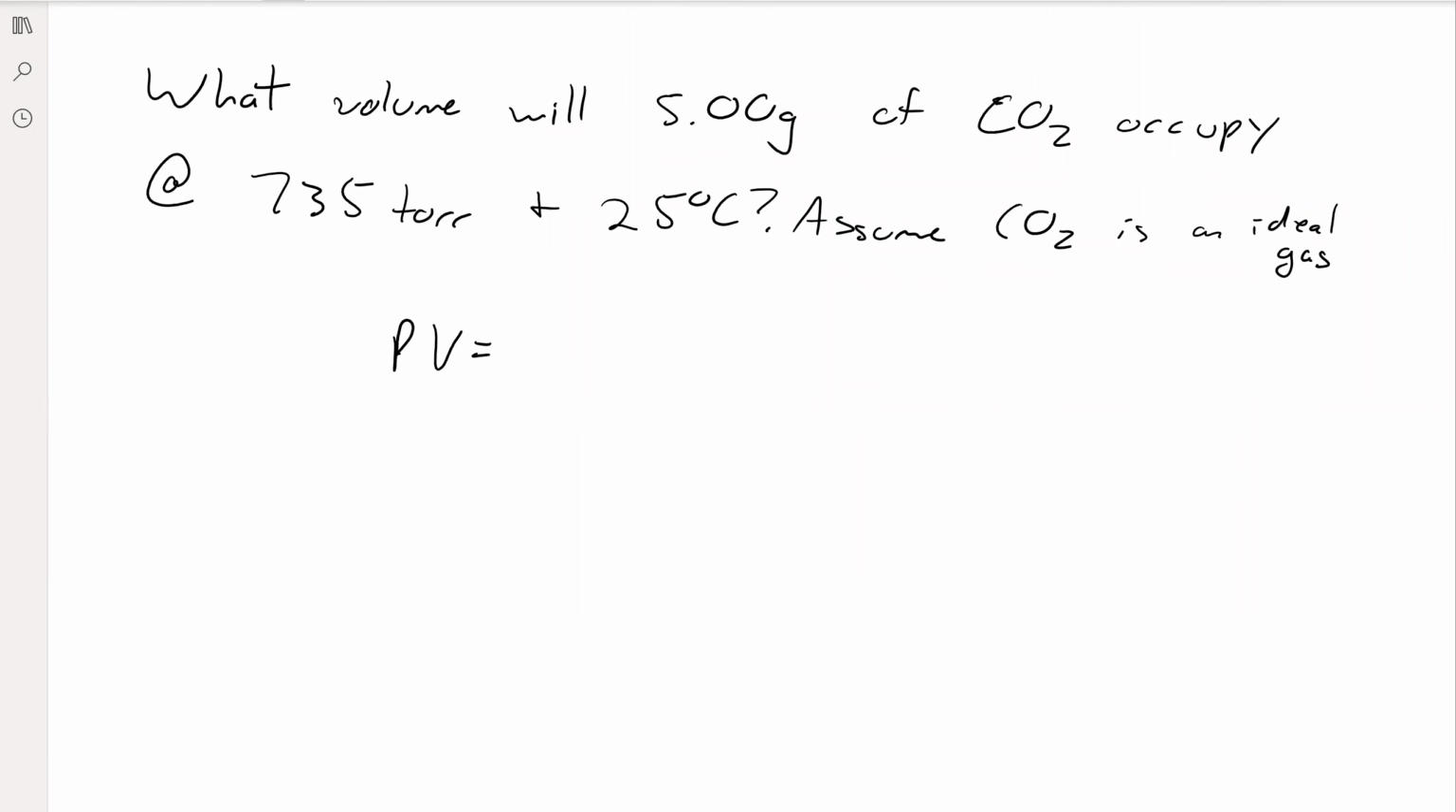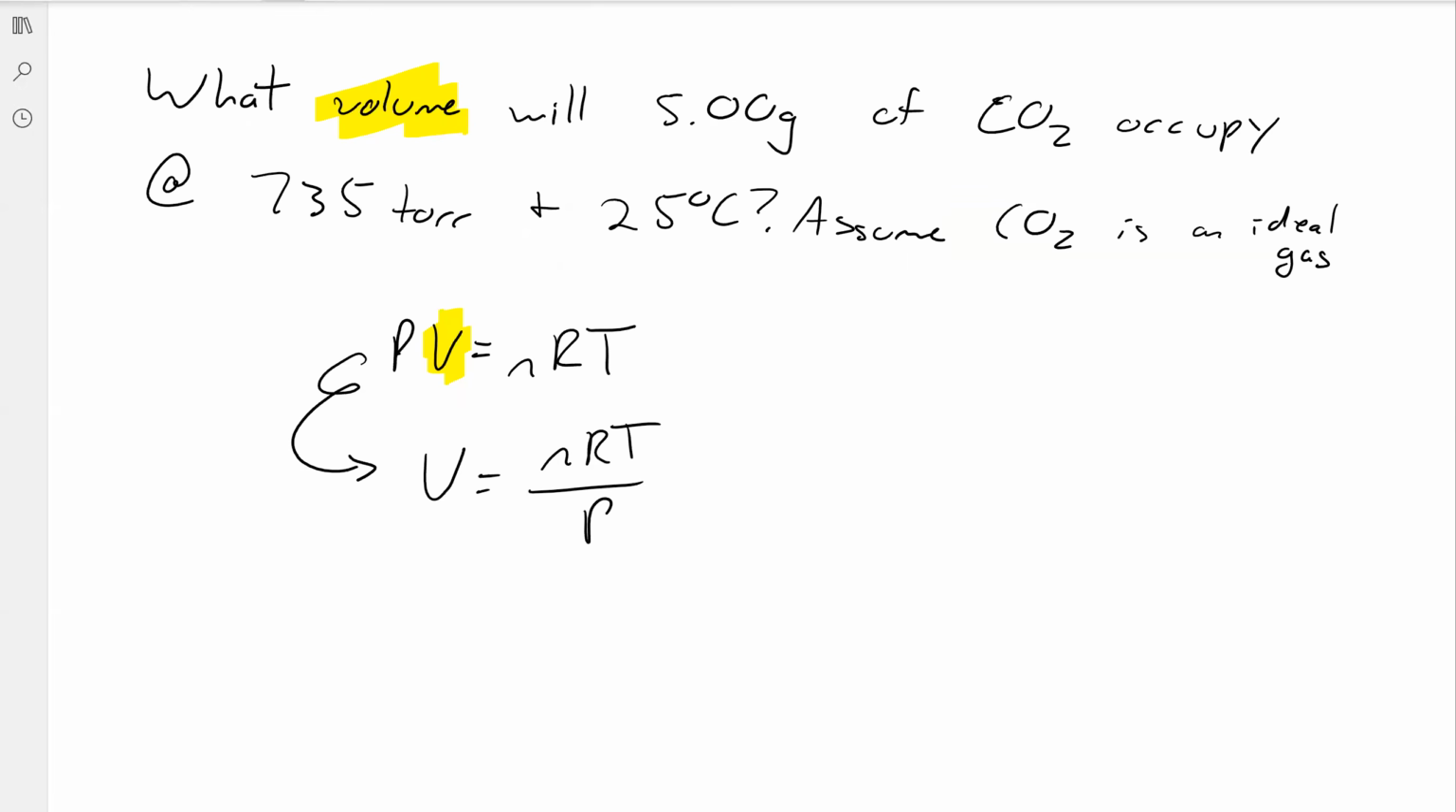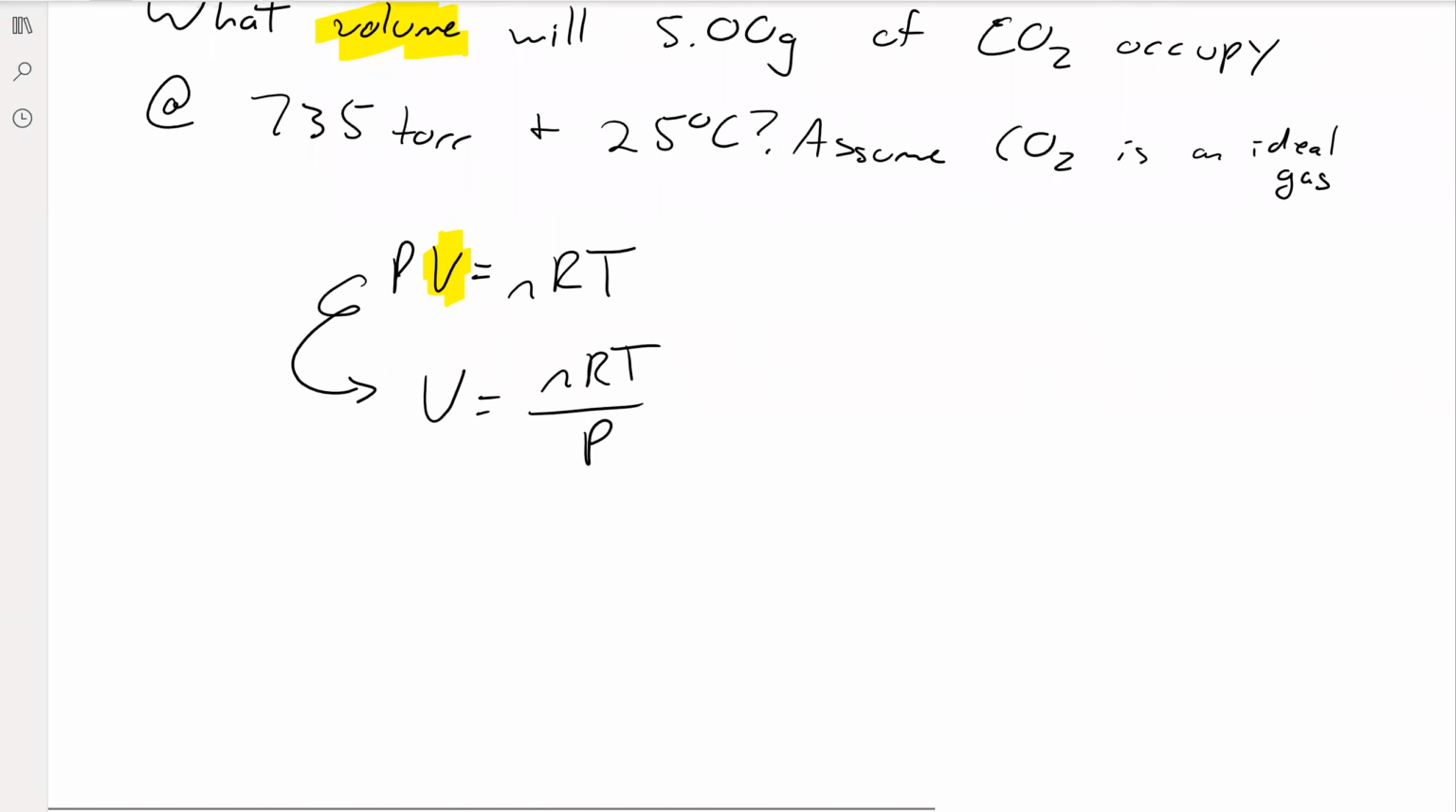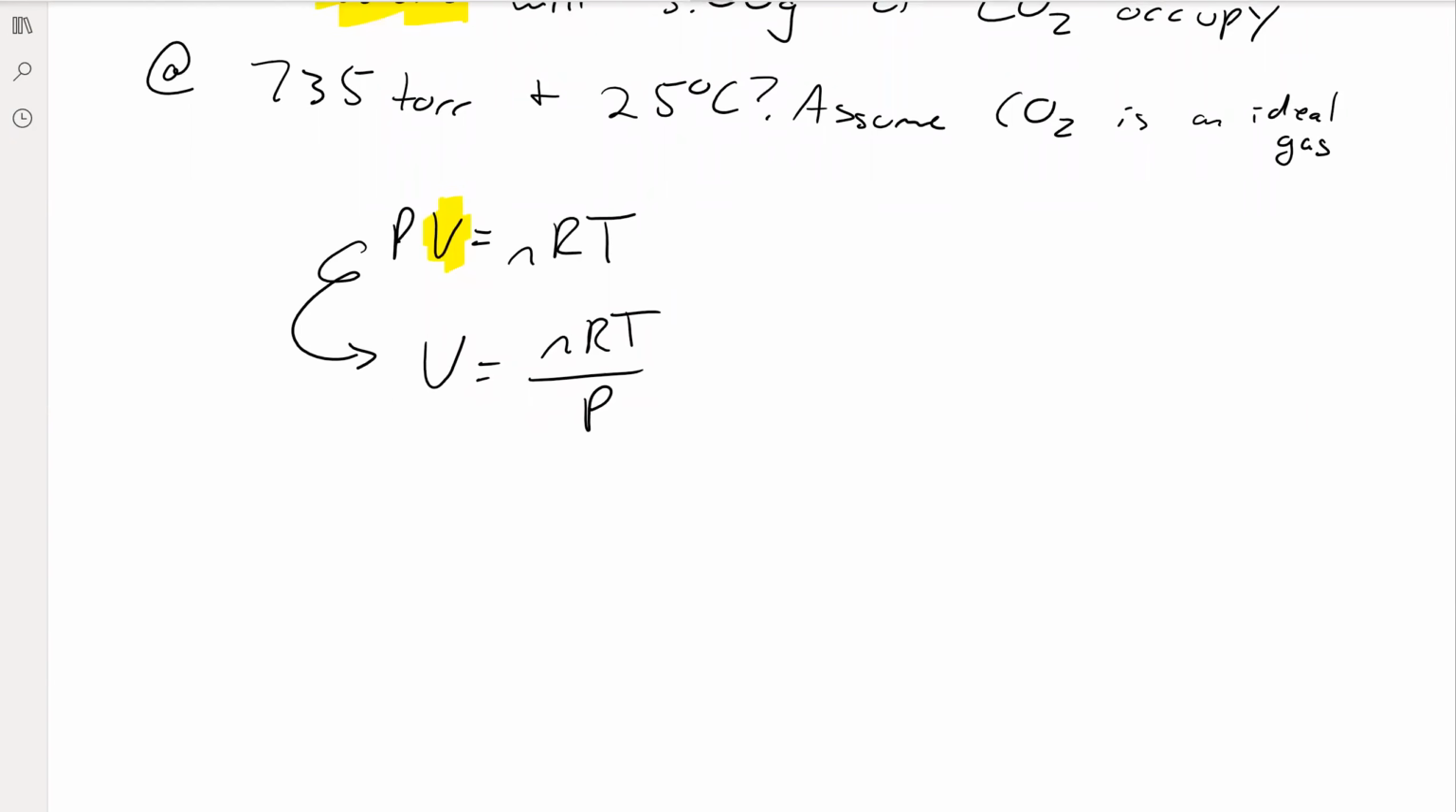So we've got PV equals nRT. We identify which variable we want to solve for. That's volume. We reorganize our equation to solve for volume. In this case, we're going to divide both sides by P. So you have nRT over P. And now what we do is start plugging and chugging. However, we have to be careful. Our units must cancel.